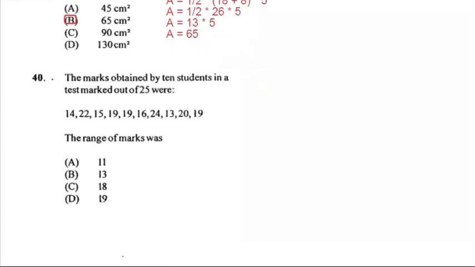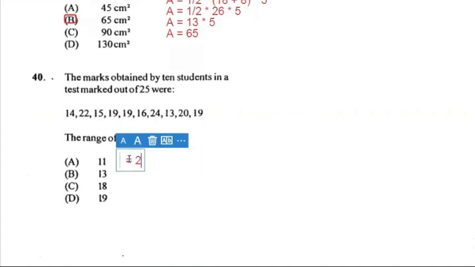40. The marks obtained by 10 students in a test marked out of 25 were, and those are the scores. The range of marks was... So remember, range is the difference between the highest and the lowest, or the largest minus the smallest number, and in this case that would be 24 minus 13, and that is equal to 11. So our answer for 40 is A.